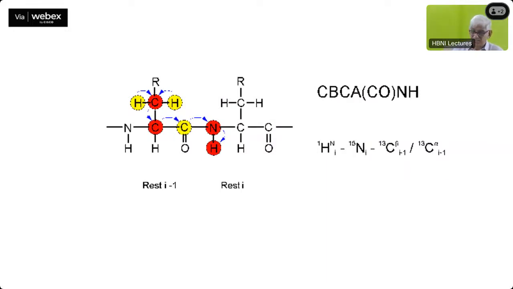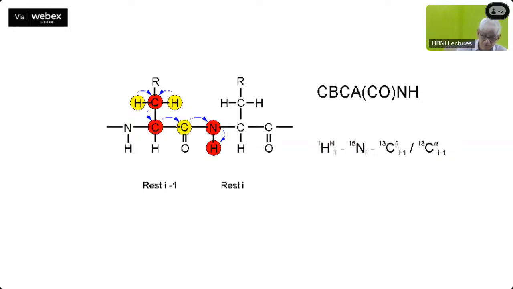Okay, now we extend this further to make it more directional. The transfer process, the CBCA-CONH experiment, once again starts from the H betas, starts with the C betas, from C beta you go to the C alpha, you go to the CO. What did you do earlier? You went from the C alpha directly to the nitrogen. In the CBCA-NH, you went directly to the nitrogen, but we are not doing that now.